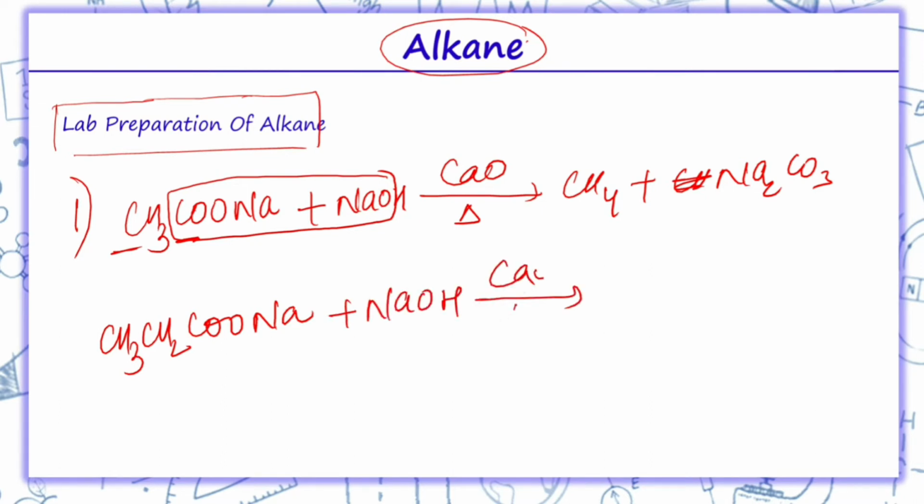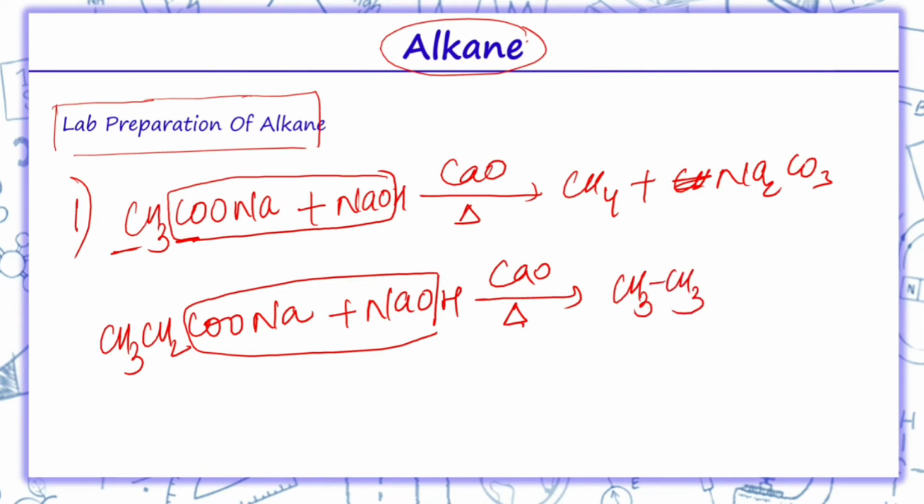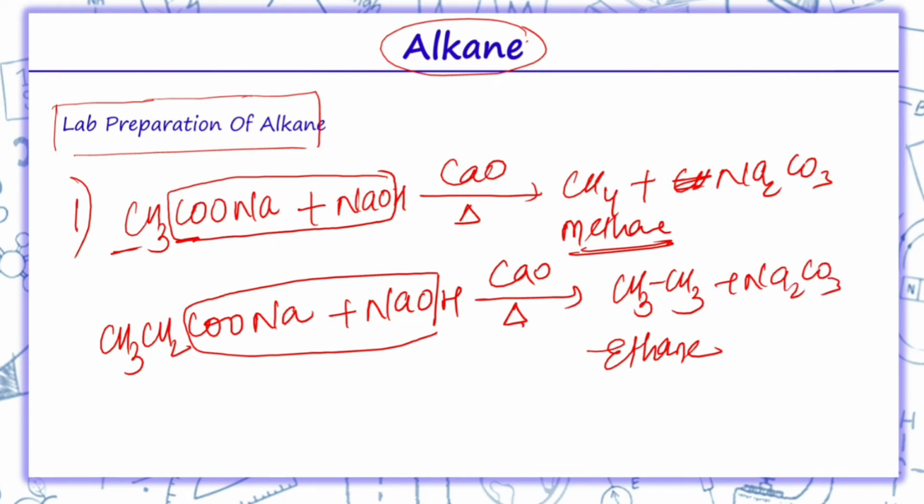Similarly, if we take sodium propanoate, that is CH3CH2COONa, and treat it with soda lime, NaOH plus CaO, on heating Na2CO3 will be removed. Thus we get an alkane with one carbon less, that is, here we get ethane, and in the previous case methane, plus Na2CO3. This methane and ethane are collected by downward displacement of water. This reaction is also known as decarboxylation, because we can see CO2 is removed from the carboxylic acid, and when CO2 is eliminated, we call it decarboxylation.